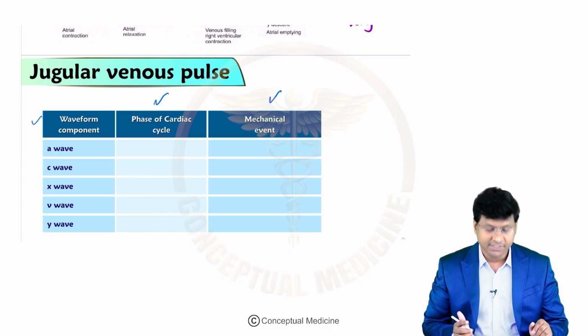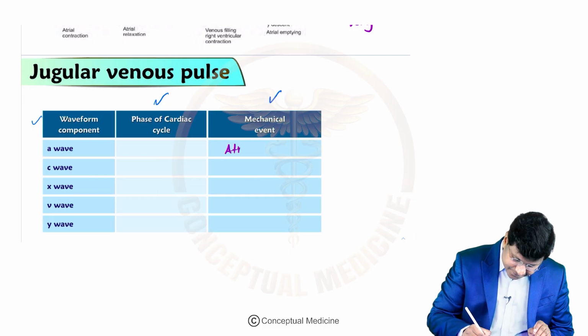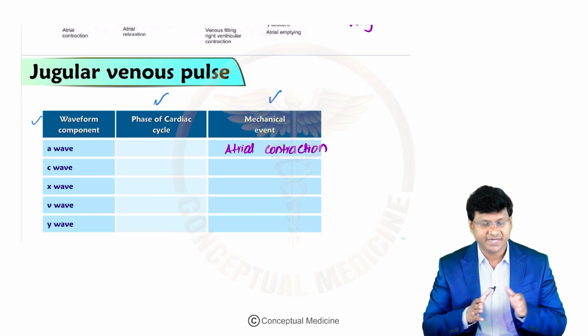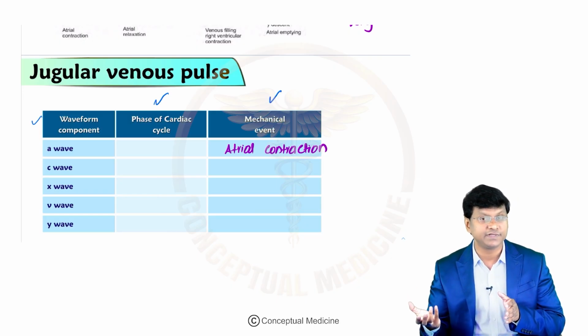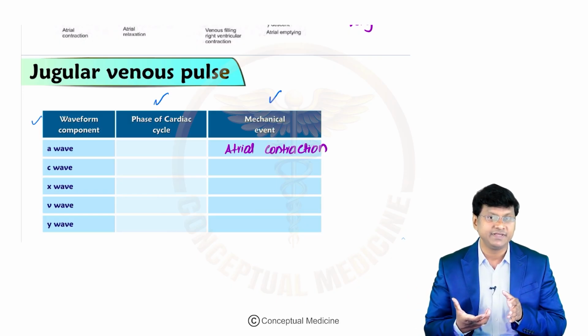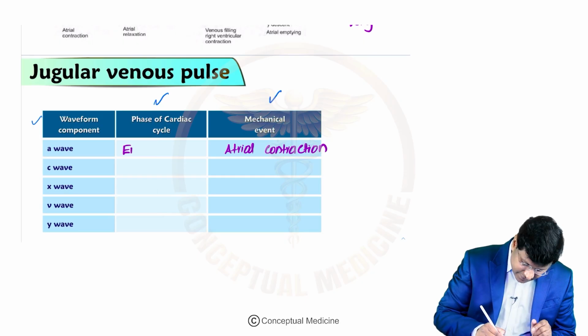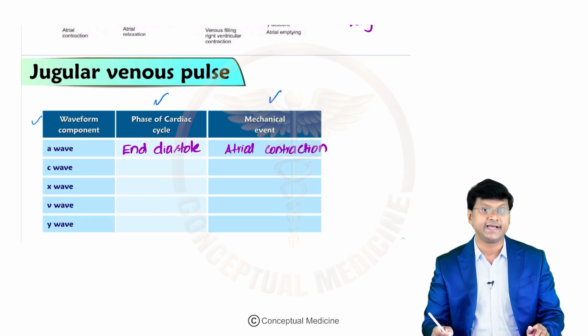So you take the A wave. During the A wave, what is the mechanical event? The mechanical event is atrial contraction, right? So when the atria is contracting, the ventricle will be in the later part of the diastole. The ventricle will be receiving the second rapid filling. So the phase of the cardiac cycle is the end diastole.